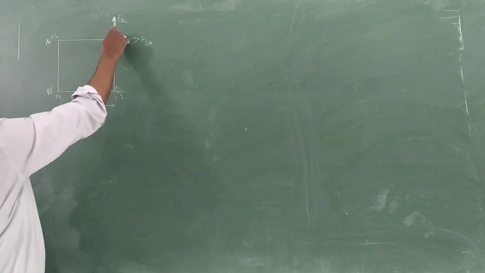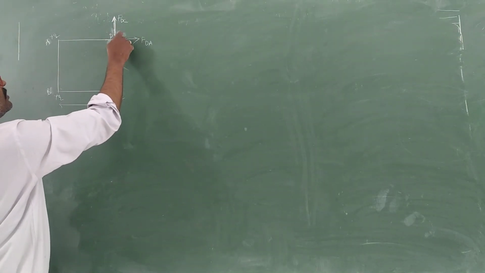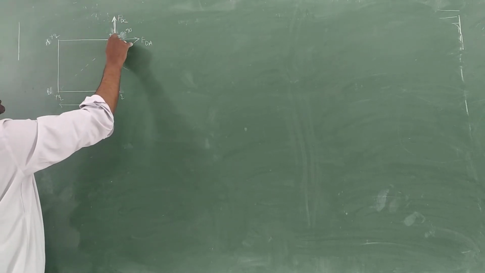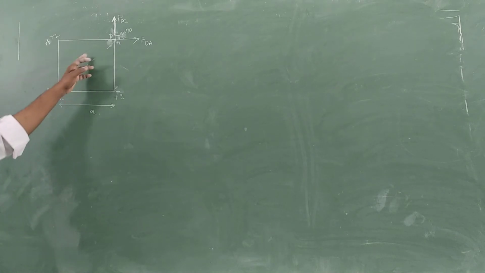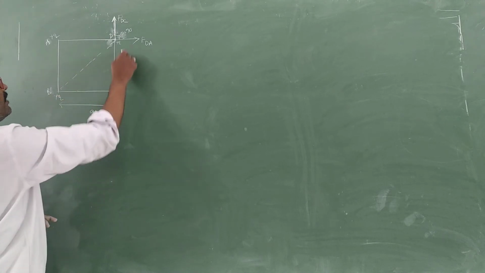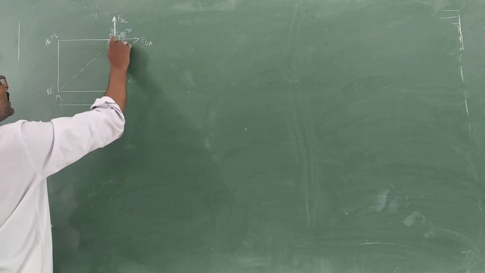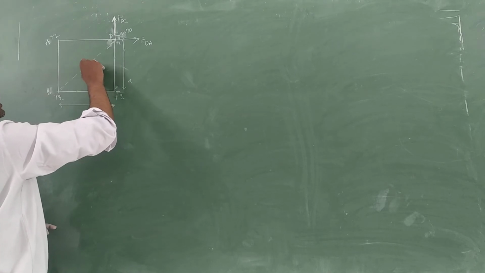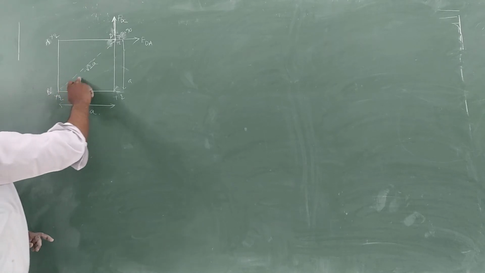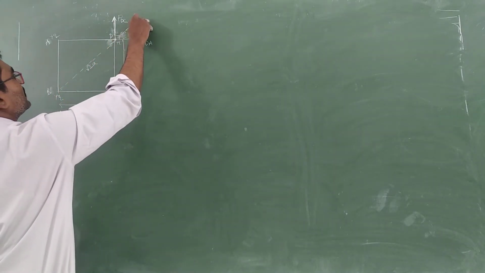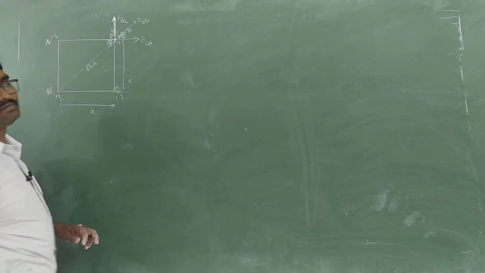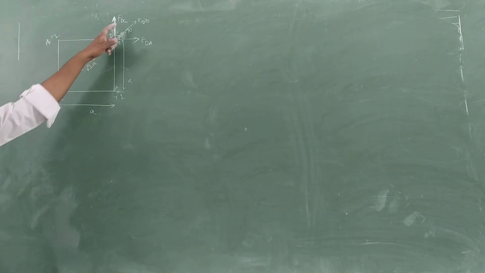What is the angle between these two? 90 degrees, so theta is equal to 90 degrees. And one more thing, the third charge is also acting. This side is A, this side is A. What about the diagonal? Root 2A. How did we get it? Root over A square plus A square, so root 2A. Now the force acting on D by B will be in this direction.